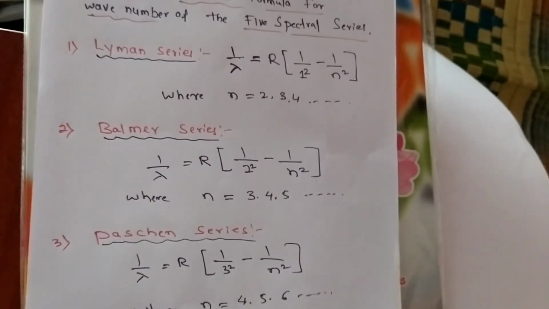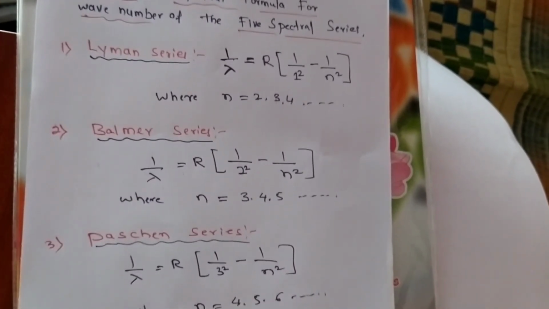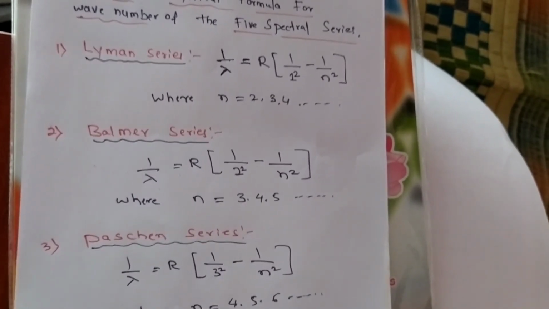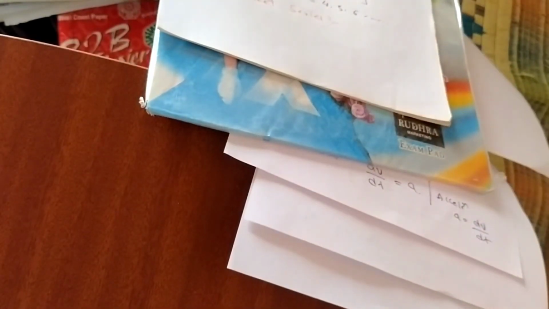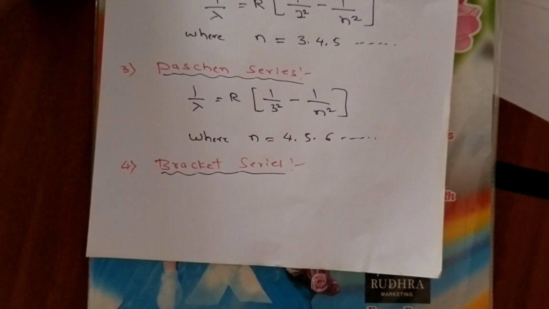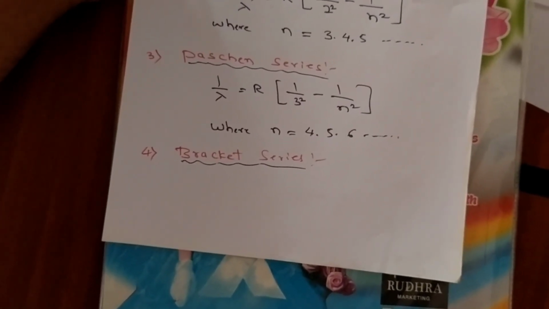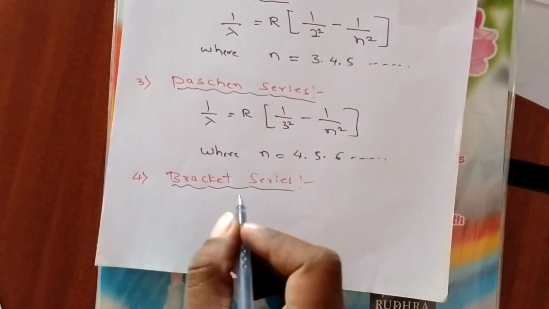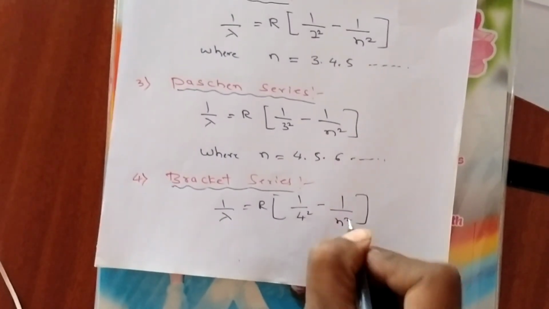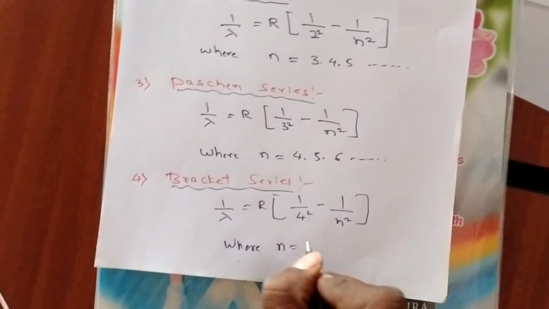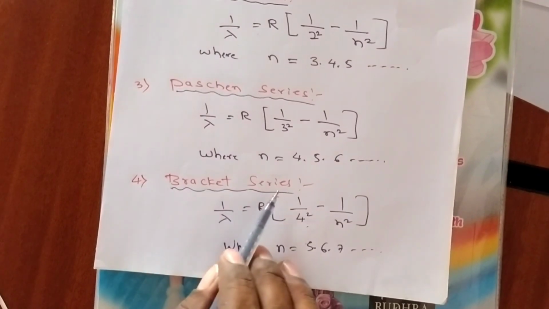Next one, the fourth orbit, that is the Brackett series. 1 divided by lambda is equal to R into (1 divided by the fourth orbit, 4 square, minus 1 divided by n square), where n is equal to 5, 6, 7, and so on. When an electron jumps from a higher orbit to the fourth orbit, that one we call the Brackett series.